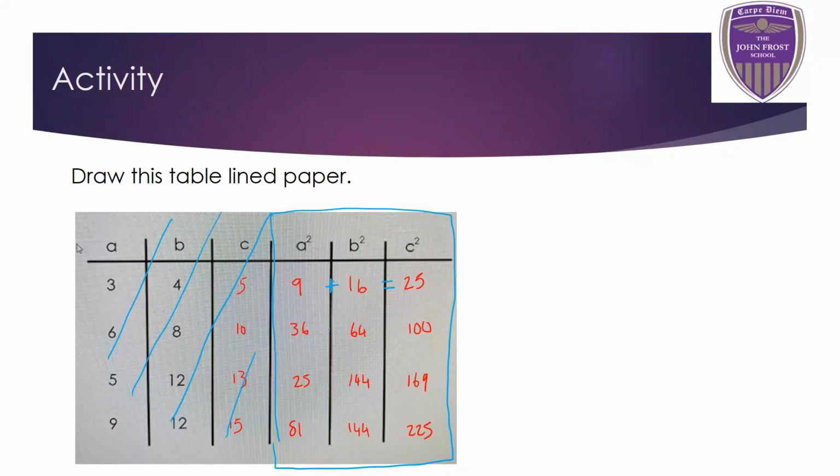Let's check it on the next one. 36 add 64 does equal 100. 25 add 144 again does equal 169. And finally, 81 add 144 does equal 225. So if we add the values in the A squared and B squared column, they actually equal the value in C squared. Well done if you spotted that.